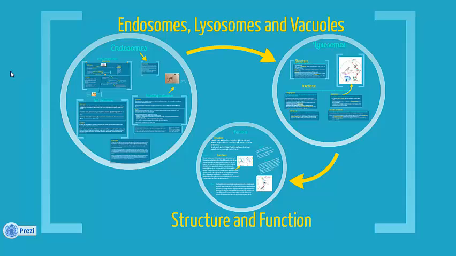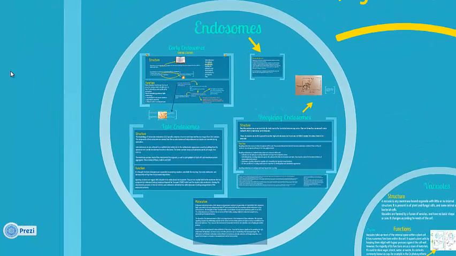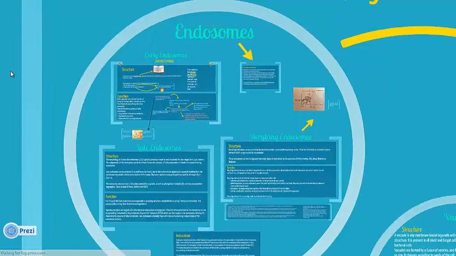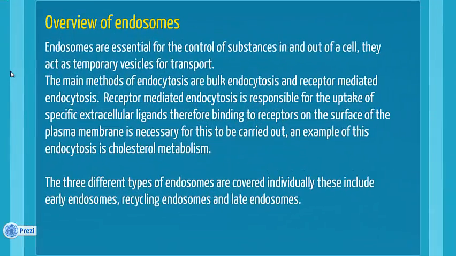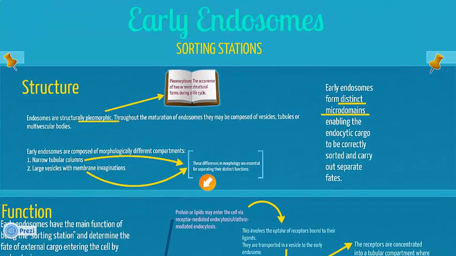Endosomes, lysosomes and vacuoles, their structure and function. Endosomes. Endosomes provide an environment for material to be sorted before it reaches the lysosome. The three different types of endosomes are covered individually. These include early endosomes, recycling endosomes, and late endosomes. So to start, early endosomes.